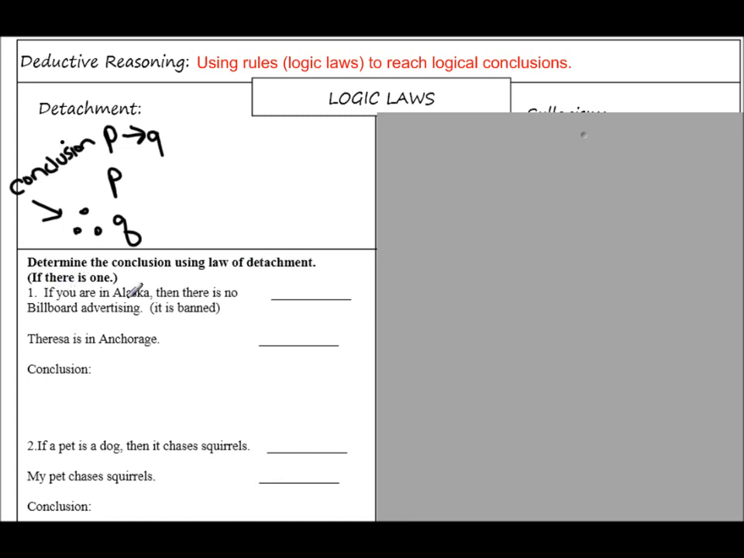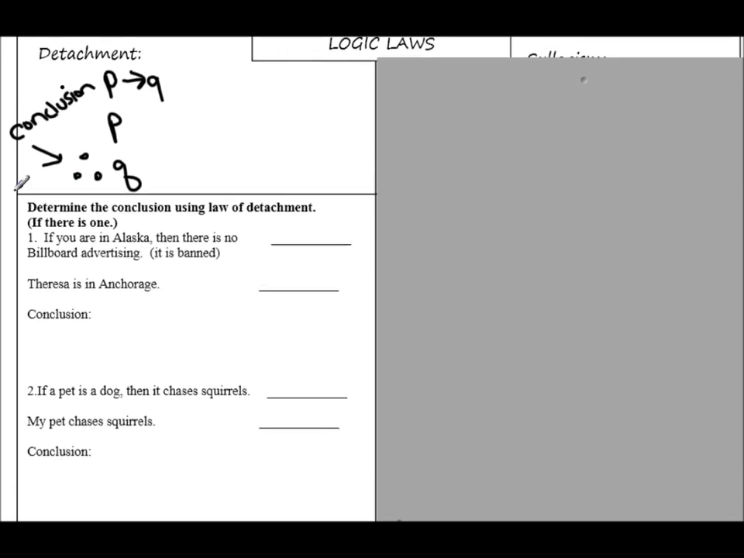So what we're going to do is, for each conditional statement, we label what our hypothesis is and what our conclusion is. And then for the next statement we identify it as our hypothesis or our conclusion, or if it's neither, we give it a new title. And you'll see that here in the first example. So if you are in Alaska follows the if, so that's our hypothesis. Then there is no billboard advertising because it is banned. So there is no billboard advertising would be our Q. Remember, your conditional statement is always P arrow Q, if P then Q.